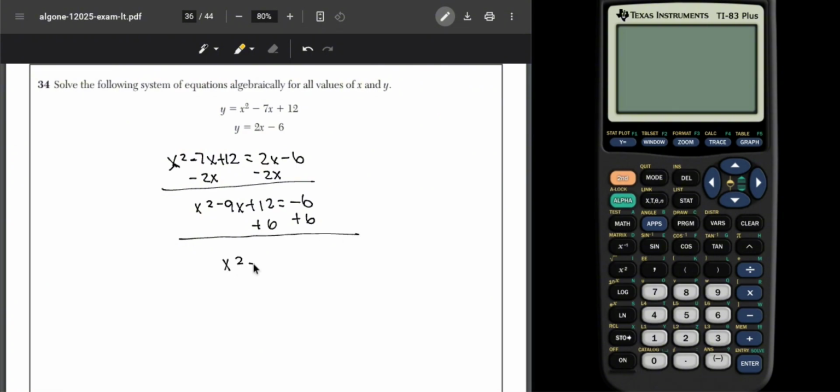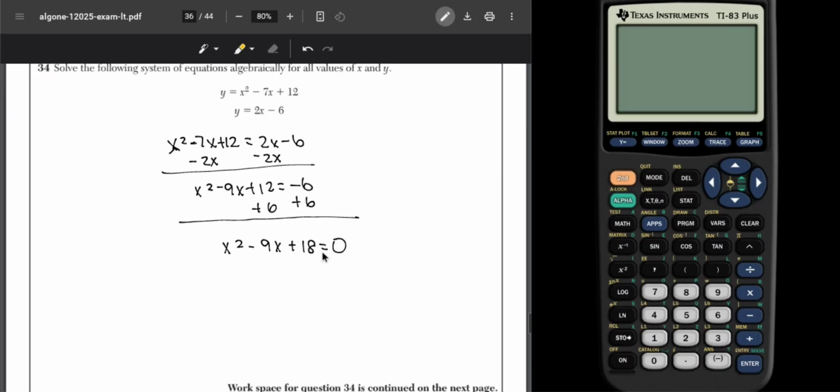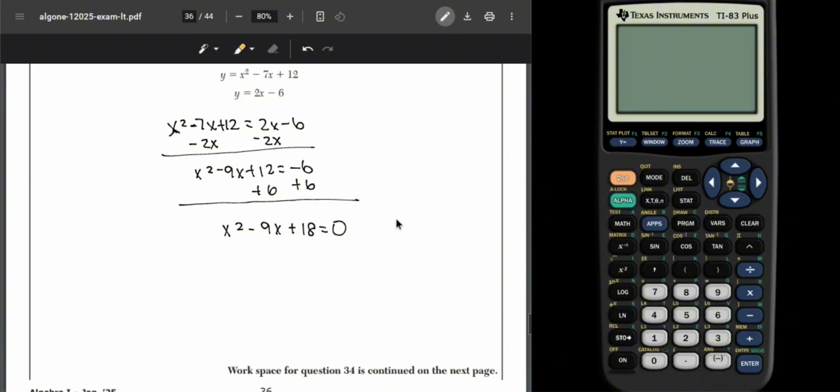X squared minus 9x plus 18 is equal to 0. Now, I want to factor. I can see that this equation is pretty factorable. So, what two numbers, when multiplied, give me 18, and when added, give me negative 9? Well, I can think of 6 and 3. Now, I need negative 9, so I would need to make both of my values negative. So then I'm going to rewrite it as x minus 3 times x minus 6.